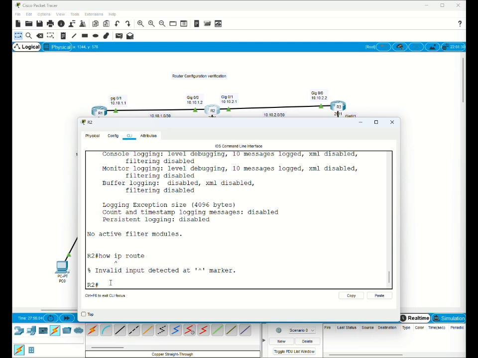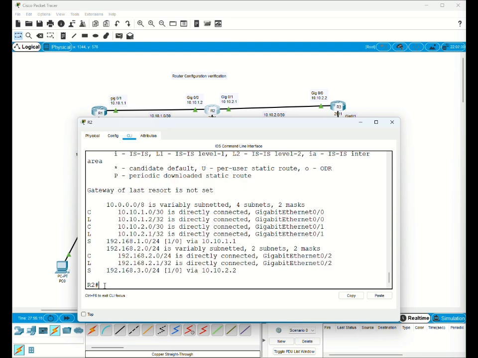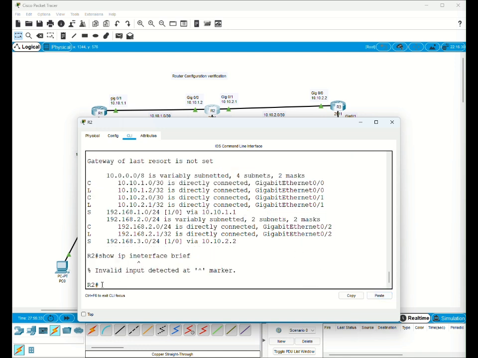Show ip route. So those are the routes. And finally, show ip interface brief.